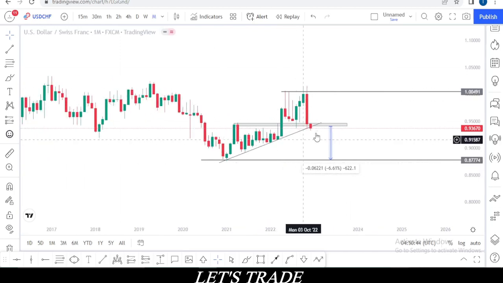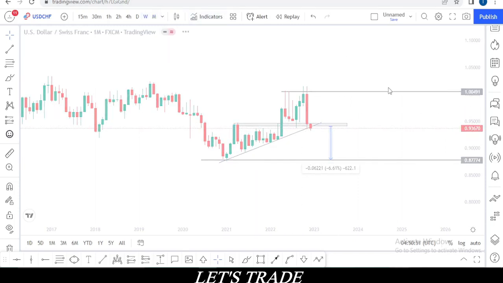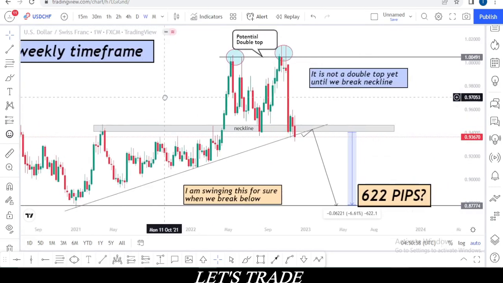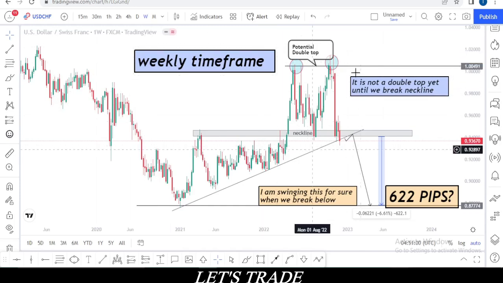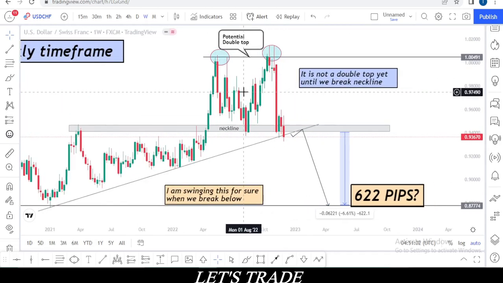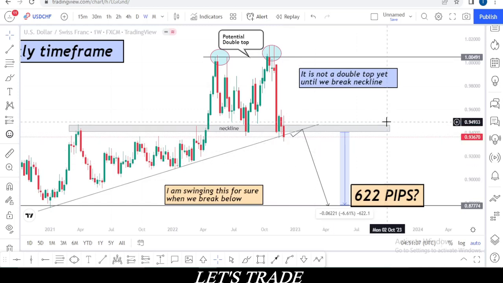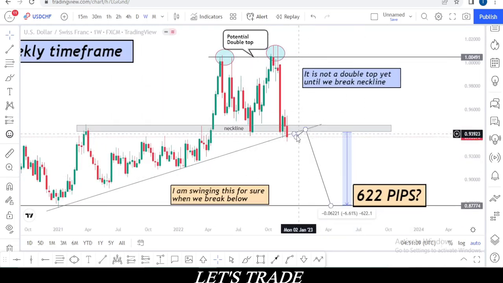Now in last week's video I said I was expecting price to break below this trend line. I think this trend line is not going to be obvious here, so let's go to the weekly time frame. This particular chart was the cover for last week's video. I said I was expecting price to break below here, and as you can see, last week's candle has pretty much closed below this area.